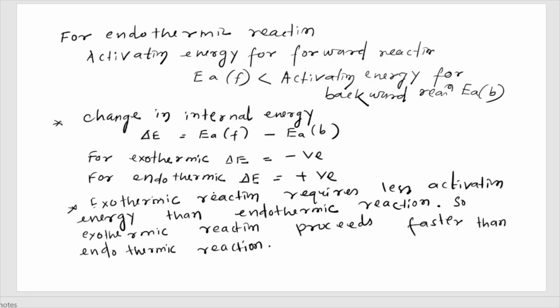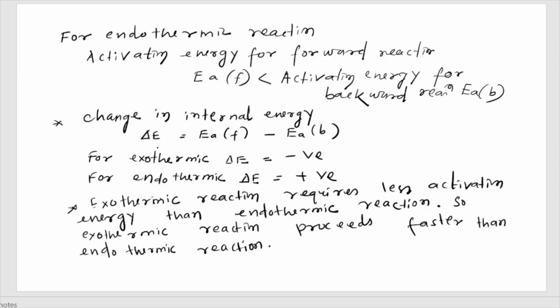Similarly, if the activation energy of the forward reaction is less than the activation energy of the backward reaction, then it is an exothermic reaction. Here the forward reaction activation energy is less than the backward reaction activation energy. Then the change in internal energy, that is delta E.